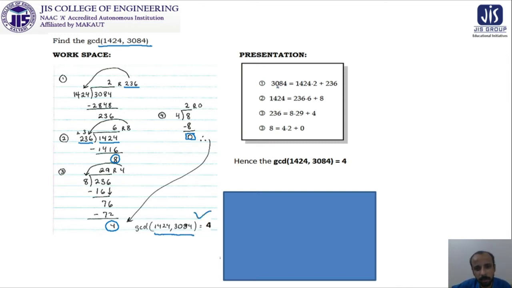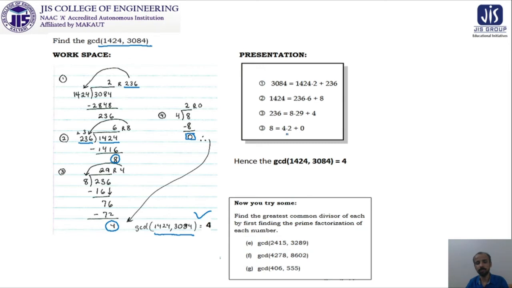So in a nutshell, the presentation is this. 3084 can be written as this one, then 1424 can be written by 236 in this one, the second line, and then 236 can be written by 8 in the third line, and 8 can be written by 4 in the fourth line, where the fourth line has remainder 0. So the GCD will be the previous line's remainder, that is 4. In the same process you have to try these 3 GCD calculations. Clear? Okay.